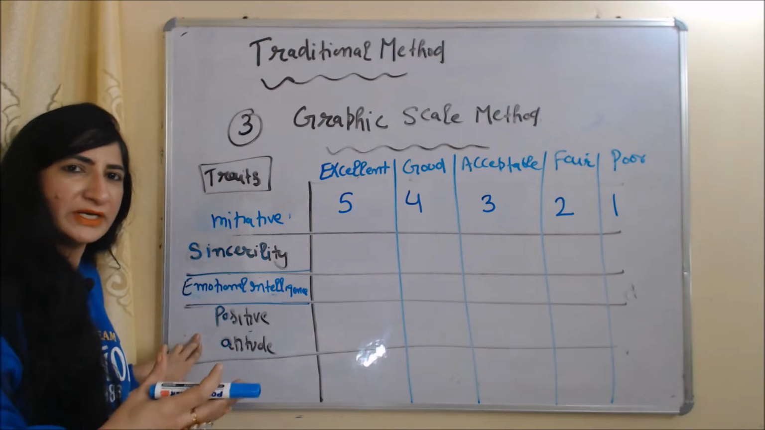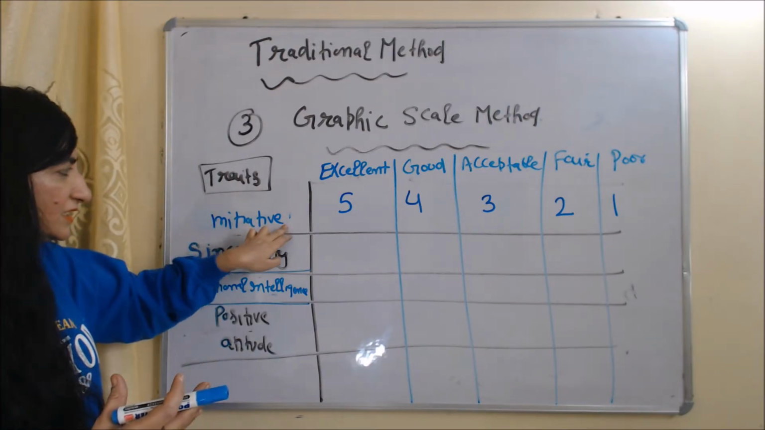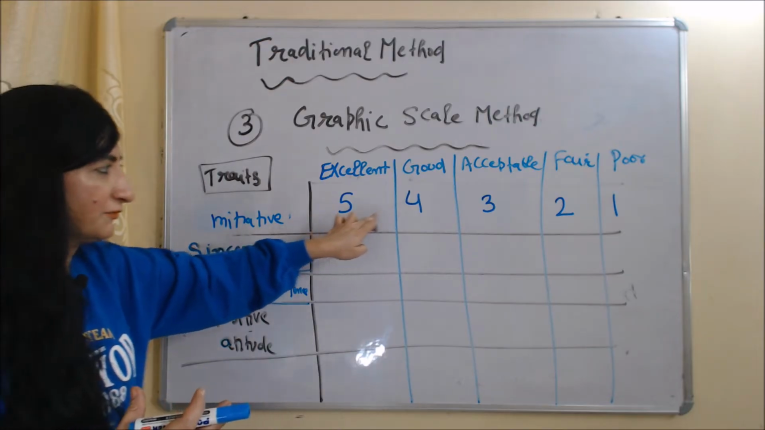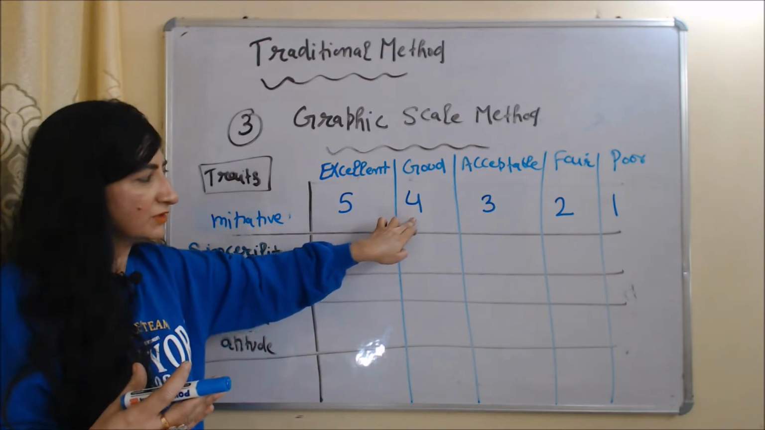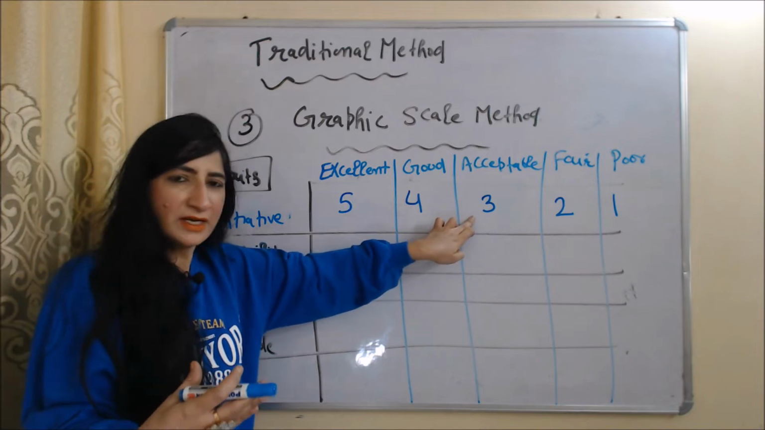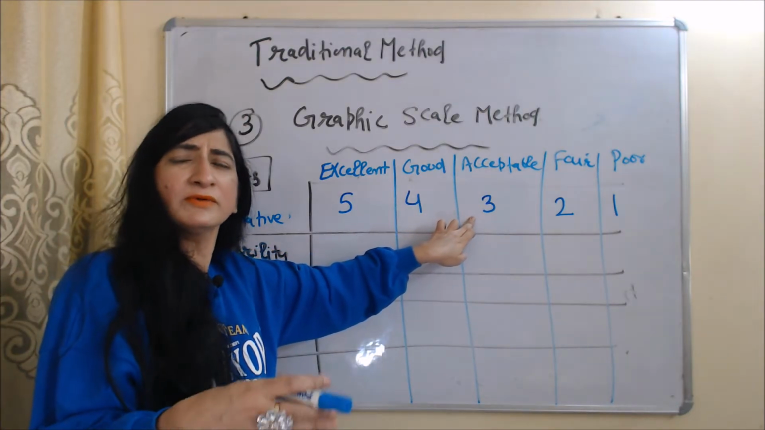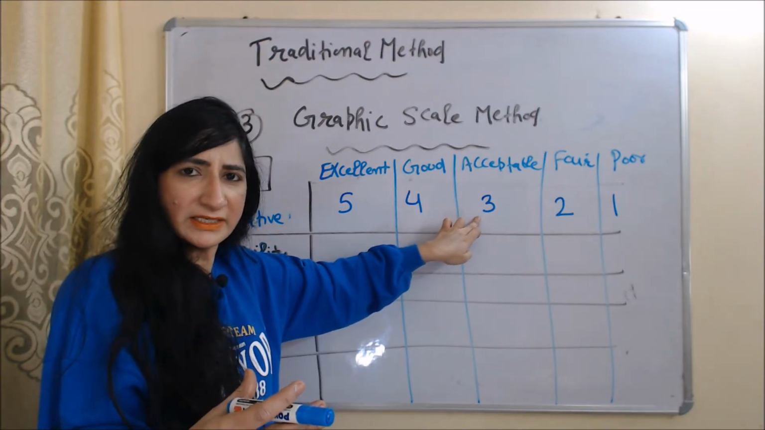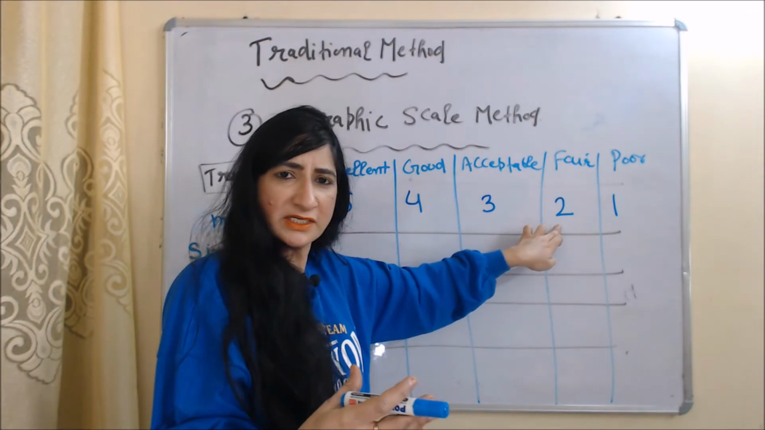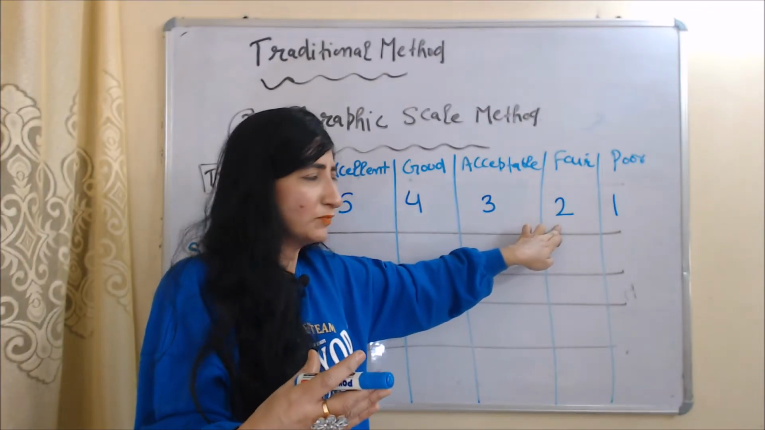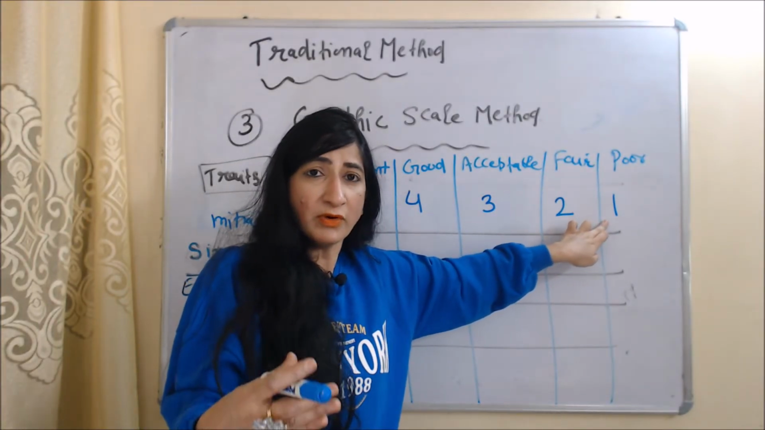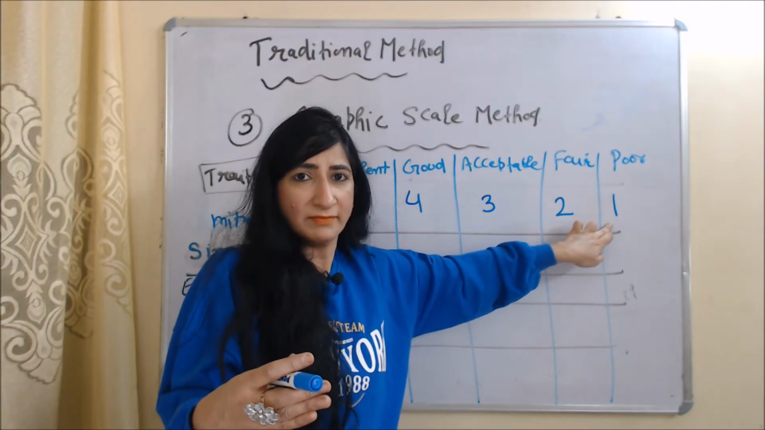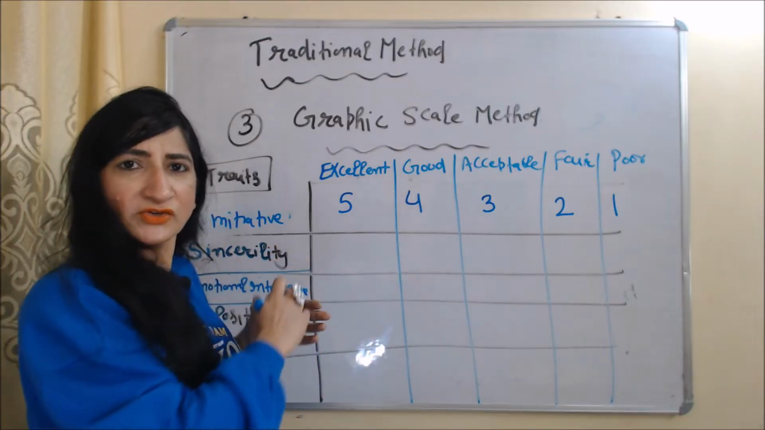And we are doing appraisal of Karan. If Karan's initiative skill is excellent, then we give him rating 5. If it is good, then we give him rating 4. If it is just average, or we can say just acceptable, then we give him rating 3. If it is fair, then rating 2. If it is poor, meaning he doesn't initiate at all, then we give him rating 1. The same way we give rating to other traits.